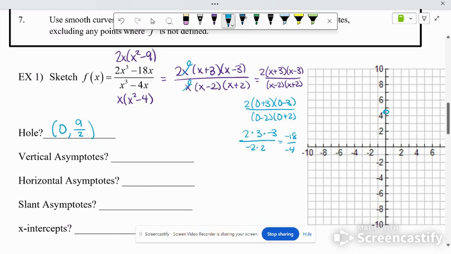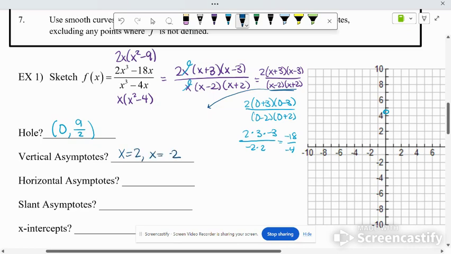Vertical asymptotes are going to come from the denominator set equal to 0, so we're going to do that after we've canceled out the holes. We're going to get x equals positive 2 and x equals negative 2, and you do need to show those on your graph as a dotted vertical line. Your graph is going to get close to that, but it's not going to ever touch your vertical asymptotes.